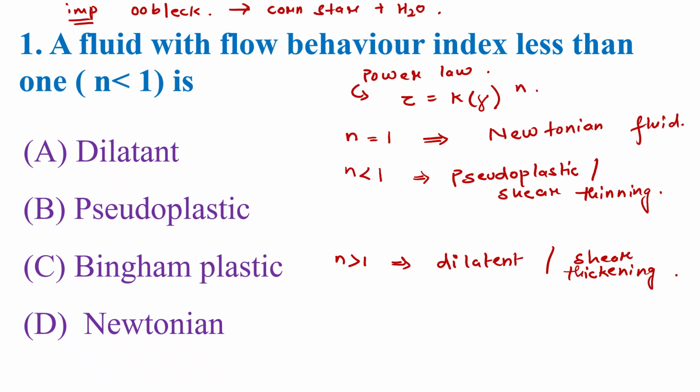And Bingham plastic. Basically this is a special case where the fluid will behave like a solid until yield stress is applied, and after that it will flow like a Newtonian fluid, for example toothpaste, mayonnaise. So over here our correct option will be option B, that is pseudoplastic, since a fluid with flow behavior index less than 1 is a pseudoplastic fluid.